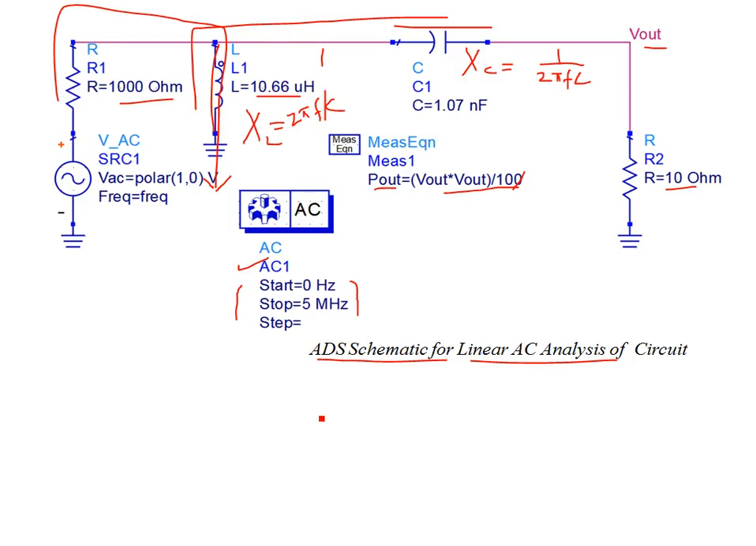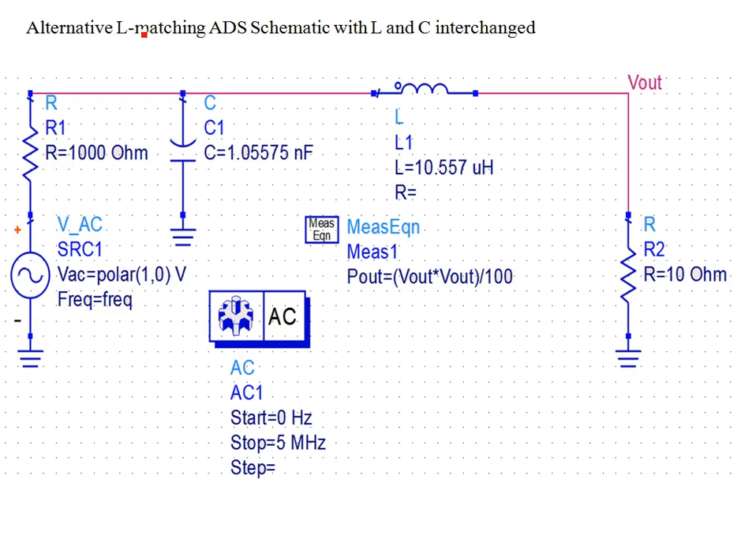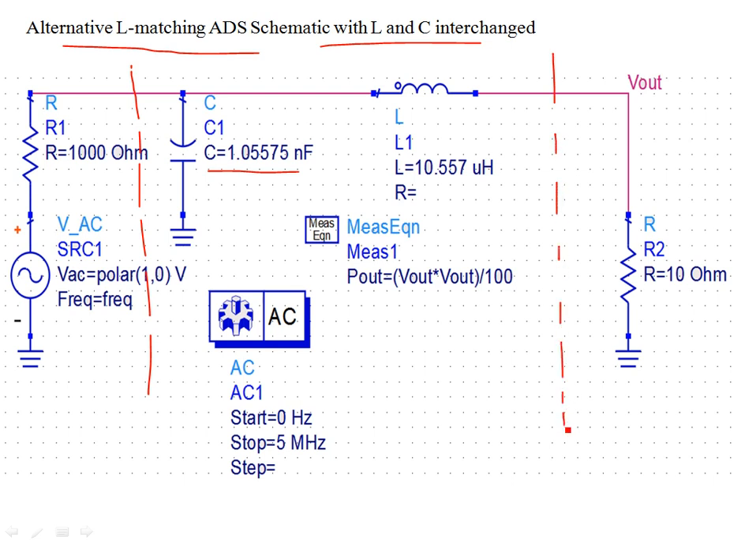Similarly, you see here I used an inductor, there it was a capacitor. So this is an alternative L matching ADS schematic with L and C interchanged. Instead of an inductance, you bring a capacitor over here. Again, it's a reactive element, you can do that. It's your choice. You can have an inductor over here as well. You can have two inductances, or two capacitances, or a combination of C and L. So for a two-element L section, you can have four such L matching networks between the source and load impedances.